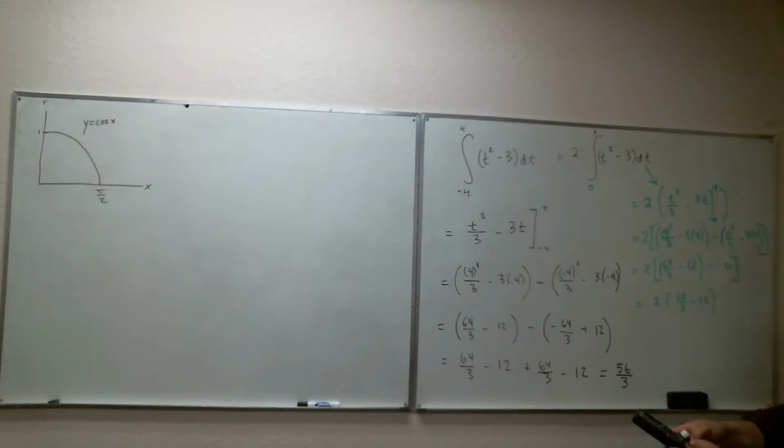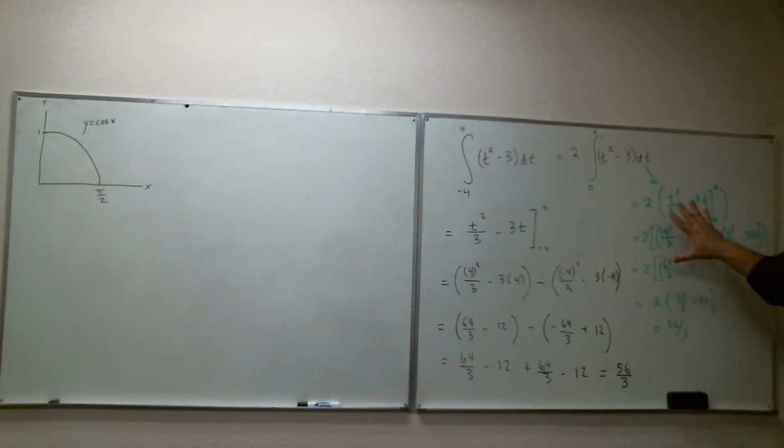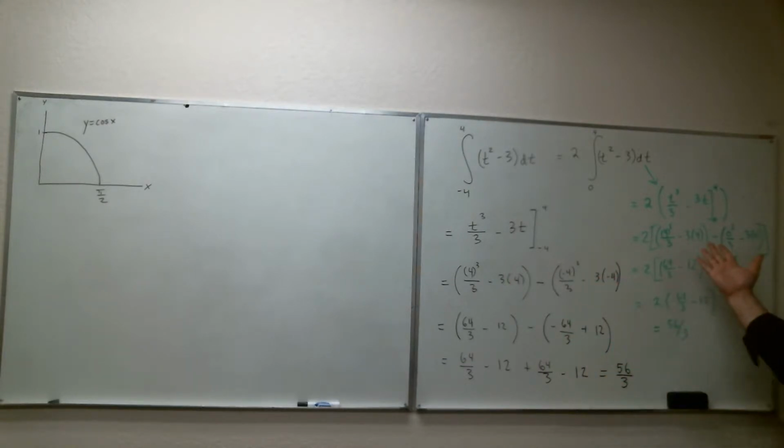If we find that product, 64 divided by 3 minus 12 times 2, we get the exact same thing, 56 over 3. So I would argue that noticing this is an even function, therefore we integrated from 0 to 4 and multiplied our solution by 2, cut down on a little bit of arithmetic. We didn't have to worry about distributing a negative sign and worrying about this part, because this part was 0. You get the exact same answer.